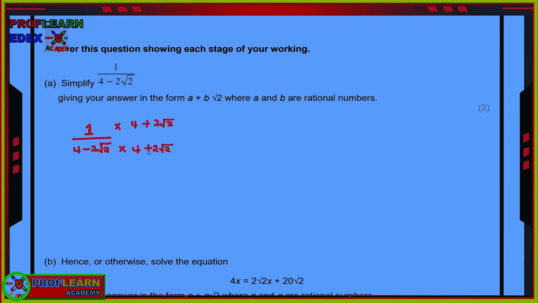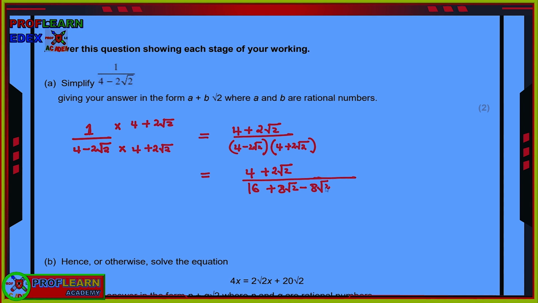A conjugate, you only change the sign of the denominator. Remember we were having 4 minus 2 root 2. Then now our conjugate will be 4 plus 2 root 2. Now multiplying everything and ensuring that you are very careful the way you are multiplying, our expression is going to be written like this. So we shall write 4 plus 2 root 2 in the numerator. Now denominator, 4 times 4 will give us 16. Then we have 4 times 2 root 2 will give us 8 root 2. Then minus 2 root 2 times 4 will be minus 8 root 2.